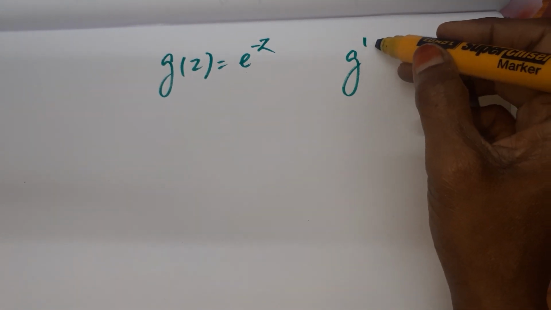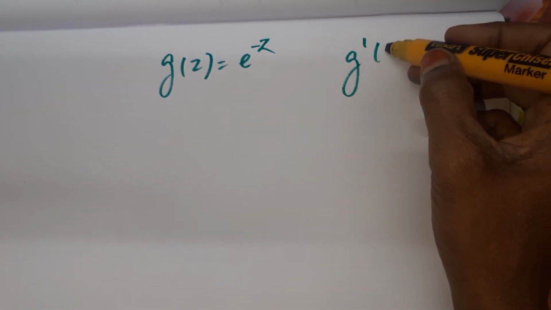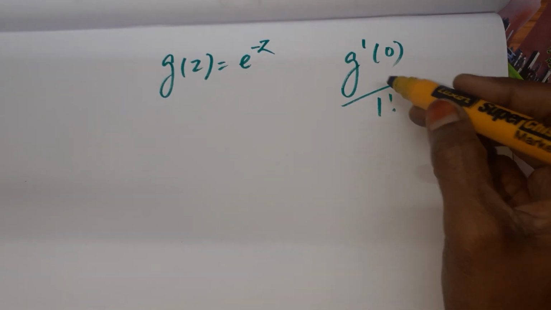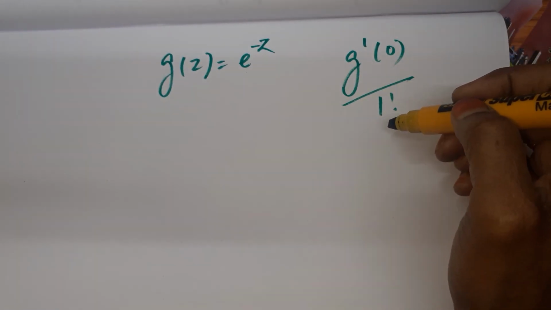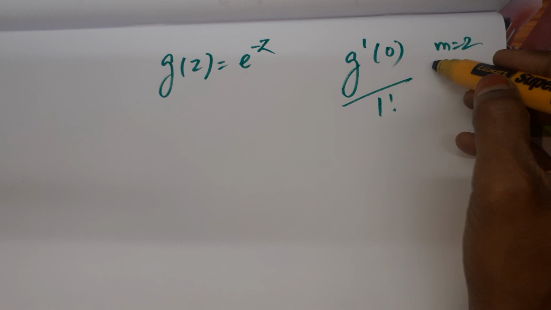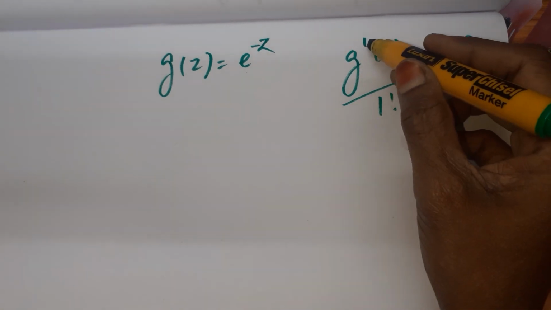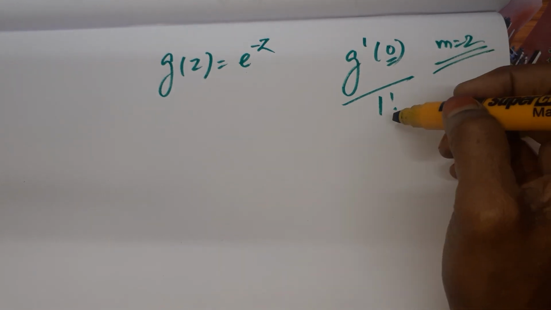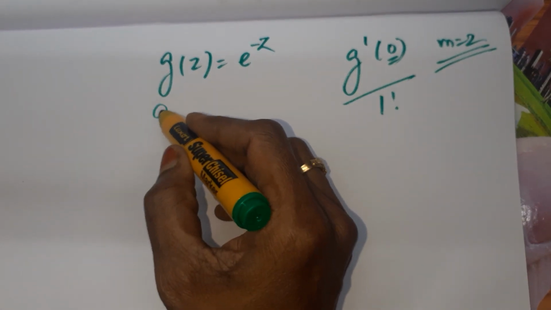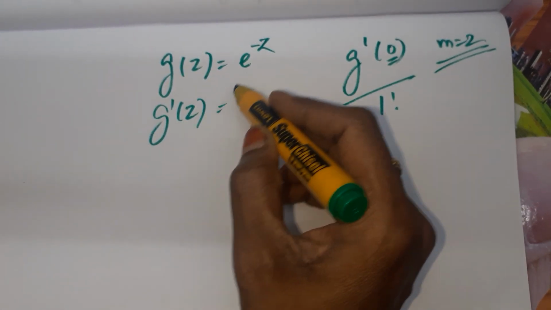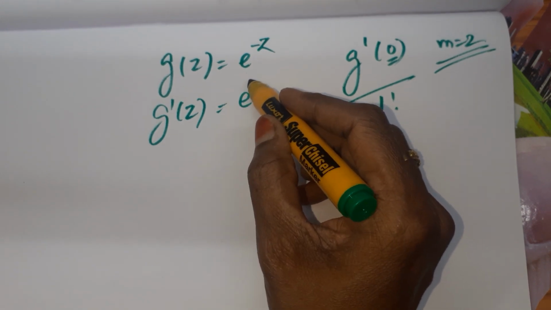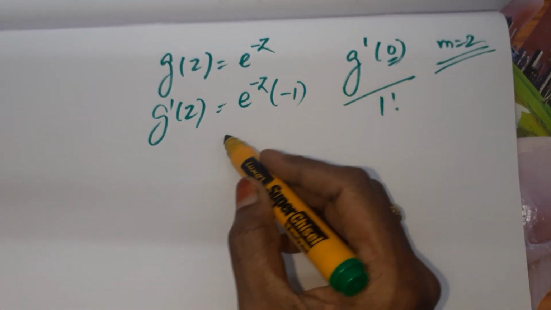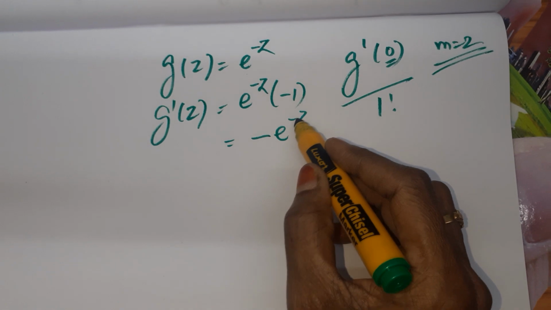So what do we take for m minus 1 derivative of g at the pole 0 by m minus 1 factorial? g dash of 0 by 1 factorial. m equal to 2 here, so 2 minus 1 derivative at pole 0 by 2 minus 1 factorial. So g dash of z we first have to calculate. E power minus z, when you differentiate, is e power minus z into minus 1. So minus e power minus z.